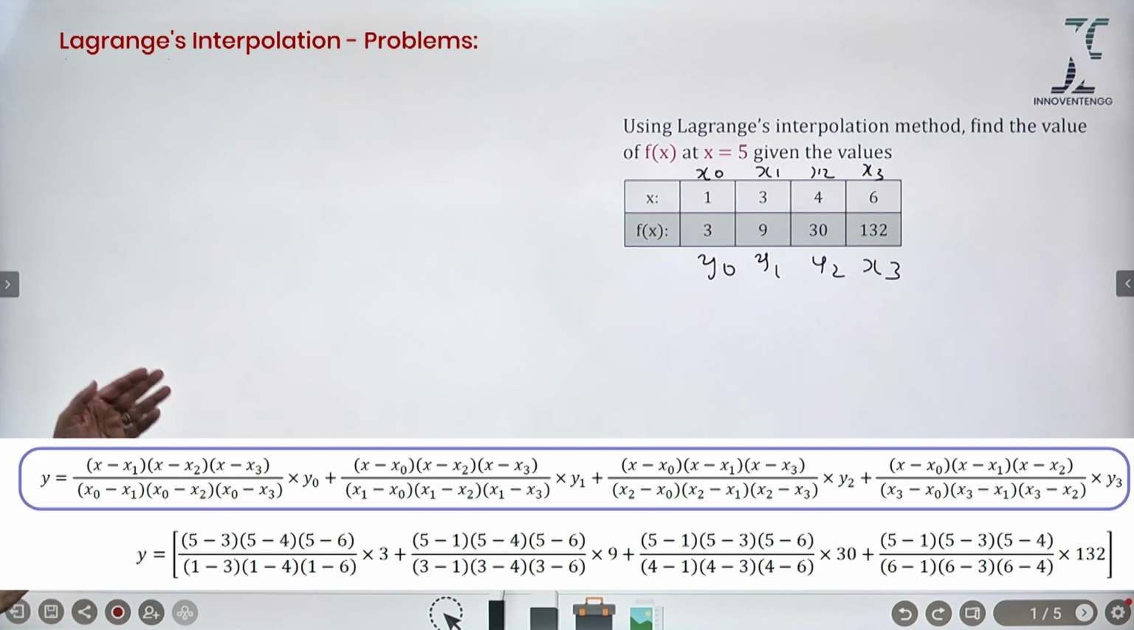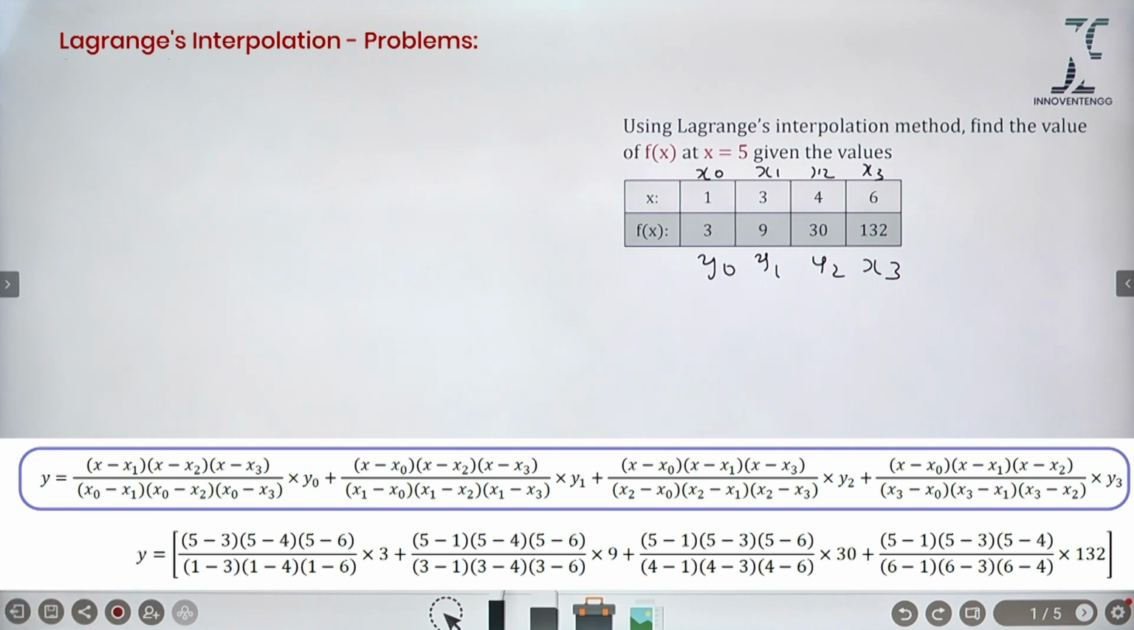For the first term, the denominator is going to be constituted by x0 minus x1, x0 minus x2, x0 minus x3, because the first term pertains to the x0. And then that's going to be multiplied by y0. And in the numerator, what you are going to have is x minus, except x0, x minus x1, x minus x2, x minus x3. That's what you are getting here.